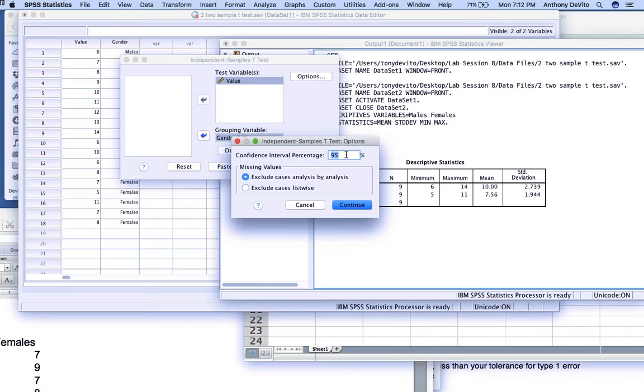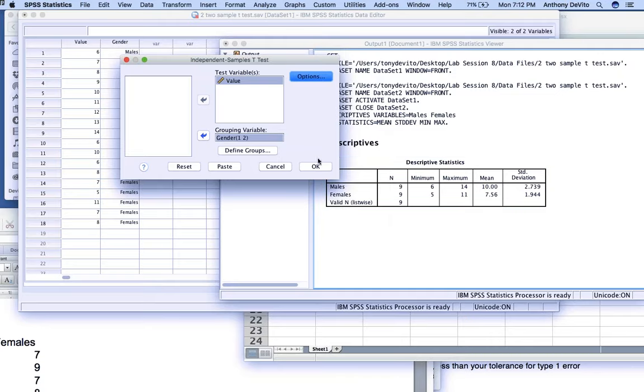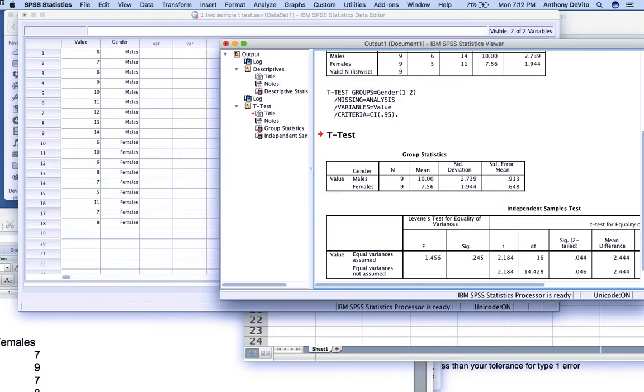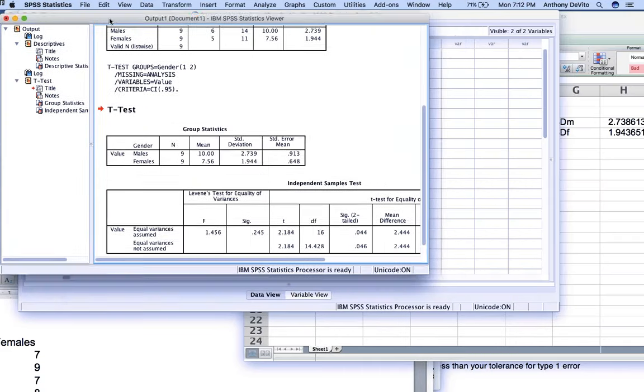If I was willing to accept a chance of an alpha error of 10%, what should I change that to? 90. Good. We got that. That's clear, right? So I'm going to say okay, and it's going to do that same t-test that we just calculated. In fact, it finished it already.